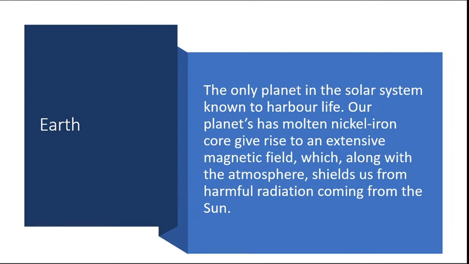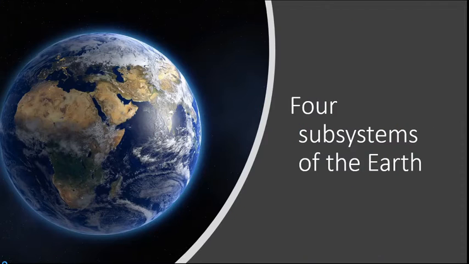Our planet has a molten nickel-iron core that gives rise to an extensive magnetic field, which, along with the atmosphere, shields us from harmful radiation coming from the sun. In this lesson, you will understand why this planet is called the living planet. There are 4 subsystems of the Earth.